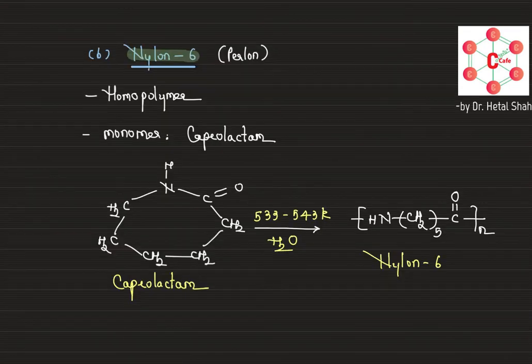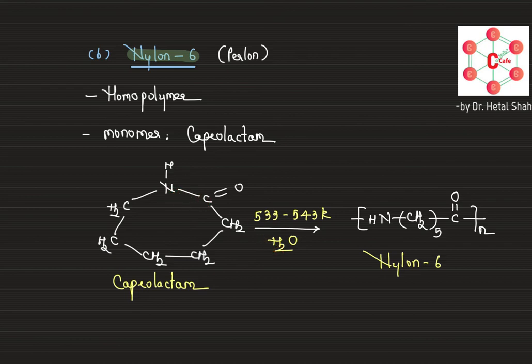When we talk about nylon 6, first of all, it is called Perlon. This is the second type of polyamide that we have to do. This is a homopolymer, so it has only one type of monomer. The monomer is called caprolactam. Lactam indicates it's a cyclic amide. This is your caprolactam, has 5 CH2 groups, and it is a cyclic amide.